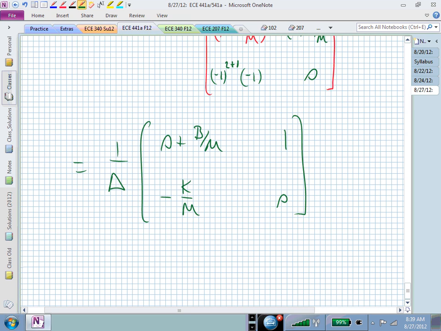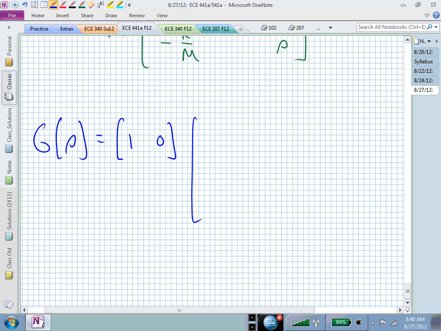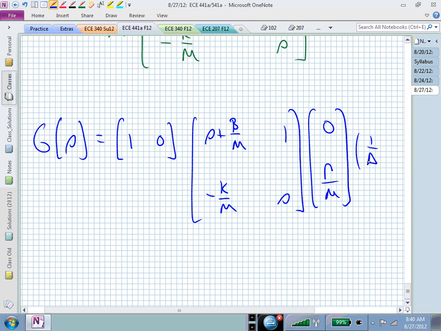All right, that was an aside to get us the inverse of a matrix. Now we need to find the transfer function, which we better determine is the same as what we found the other two ways. I now have C, which was 1, 0. I have my (sI minus A) inverse, which I just found to be s plus B over M, 1, minus K over M, s, times my input matrix, 0, gamma over M, and I can't forget to divide everything by that determinant, 1 over delta.